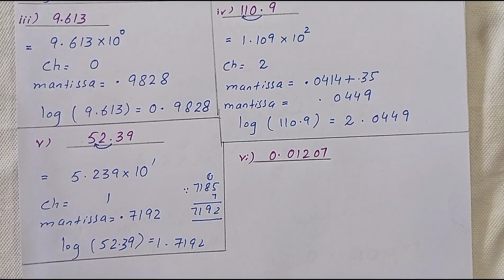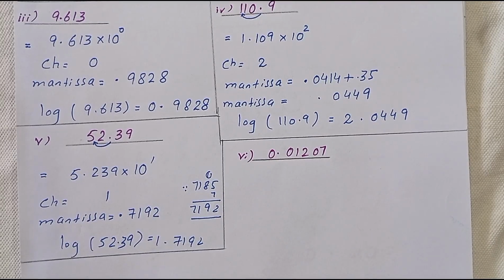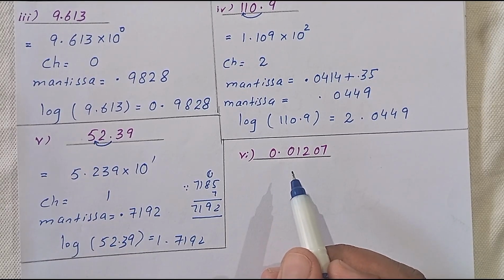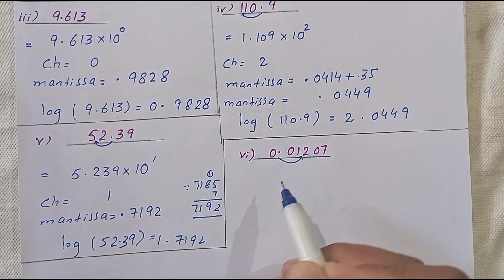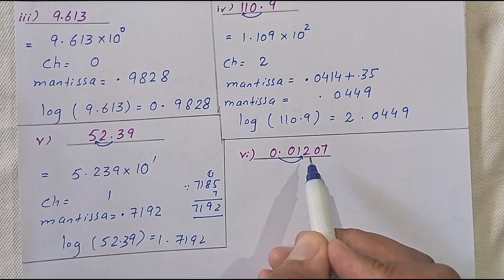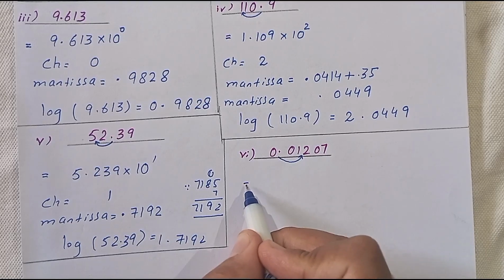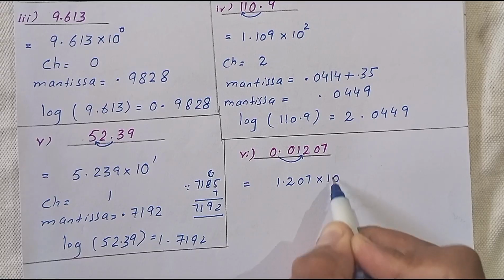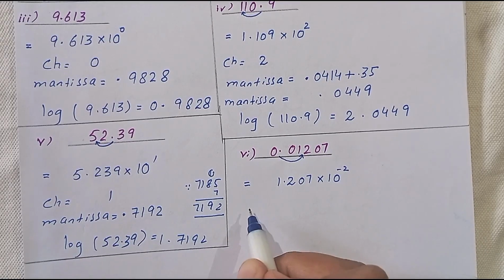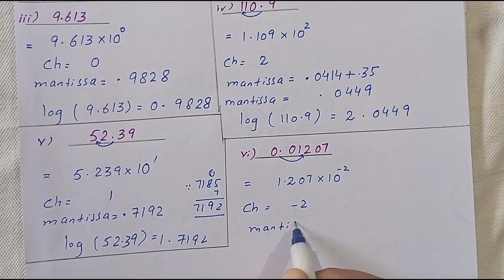So in part 6 there is a number given, 0.01209. First we have to write the number in standard form, scientific notation. So in scientific notation we know we have to move the decimal after the first non-zero number, that is 1. As we are moving to the right of the decimal, the power of 10 becomes negative, and counting the number of digits, 1, 2. So we write in scientific notation as 1.209 multiplied by 10 power minus 2. So here the characteristic equals minus 2.